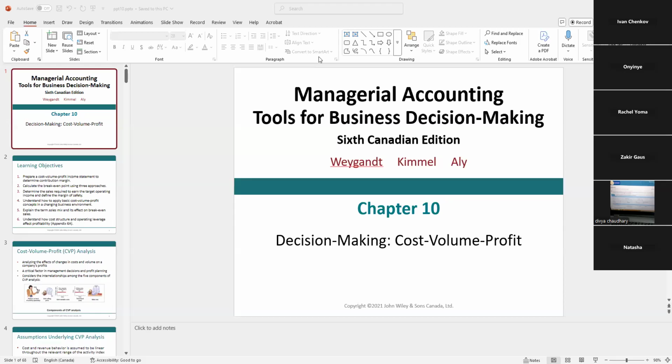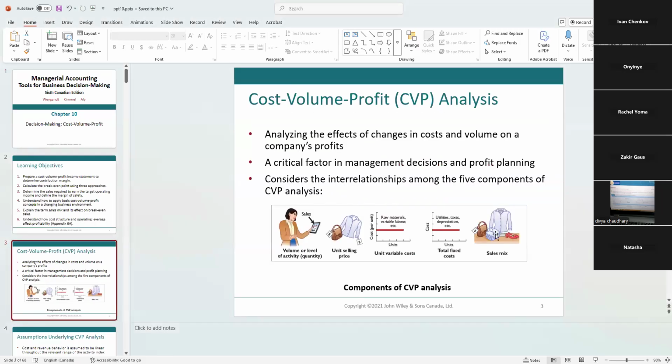Let's go again, chapter 10. Cost, volume, profit analysis. Let's go quickly with the start, because I'm assuming that you forgot everything. Now, why do we need this analysis? Because we want to find the effect of the change in the cost and the volume, and how this change is going to affect company profit.